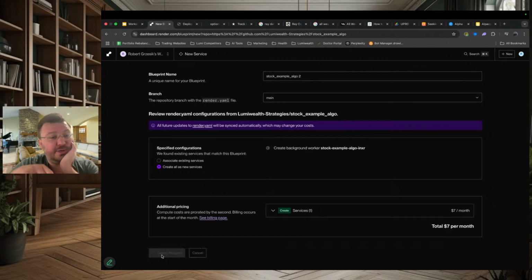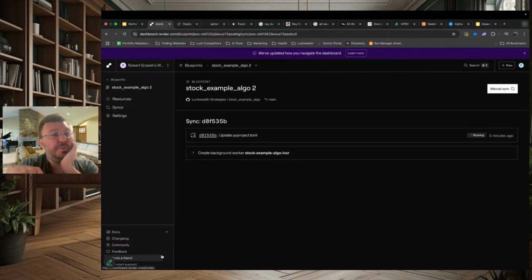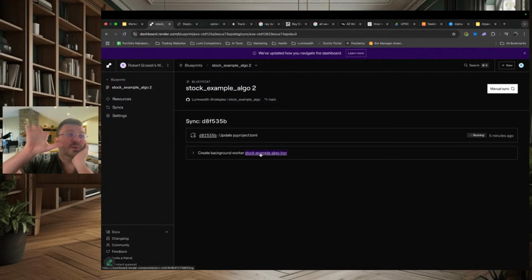We click that button, and when we do, we get taken to a page like this. It's basically saying, okay, here's your blueprint, and we're running this background worker for you here. So you'll see in the middle of the screen, create background worker, and it has a name, and it's a clickable link. So you want to click on that link. The reason why we're looking at the blueprint right now is that we want to be looking specifically at this bot that we're running.